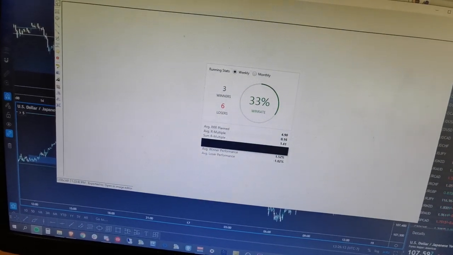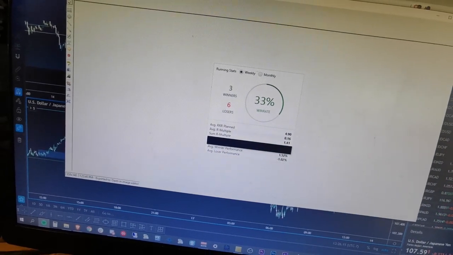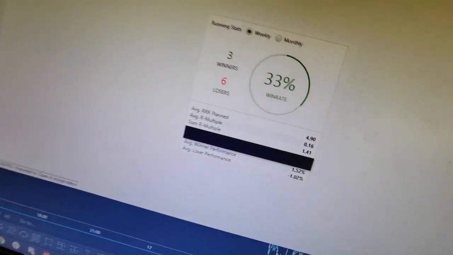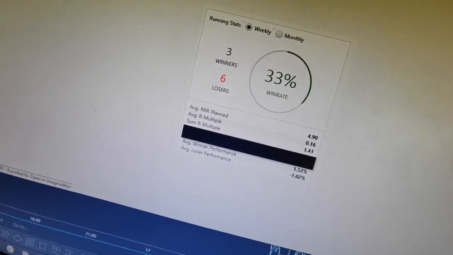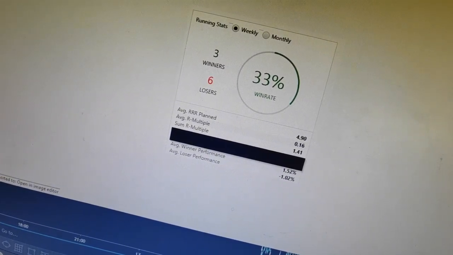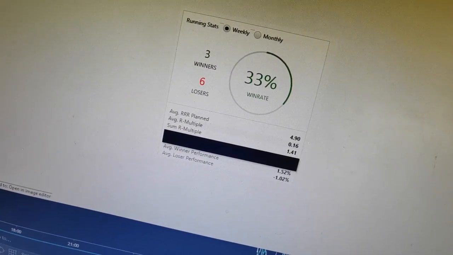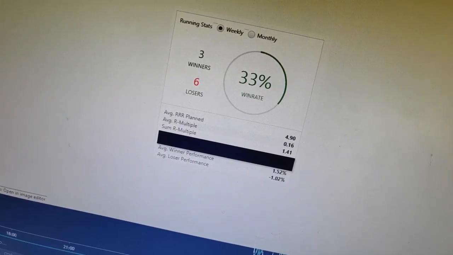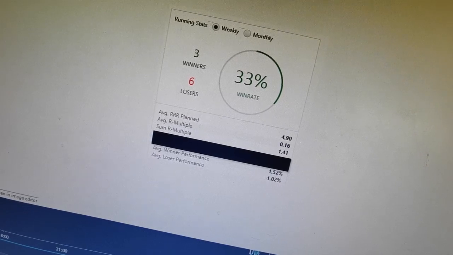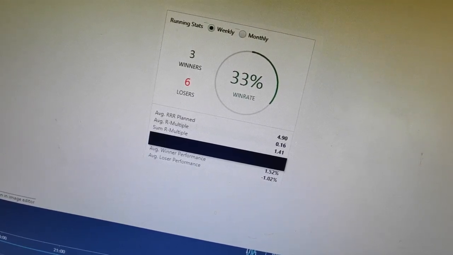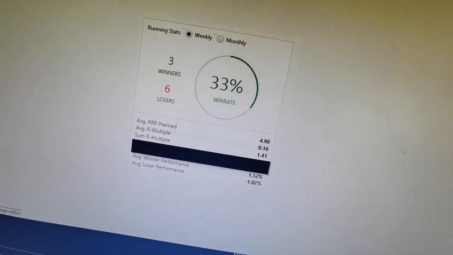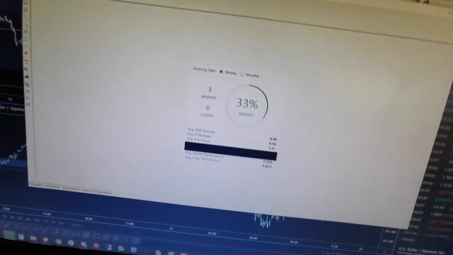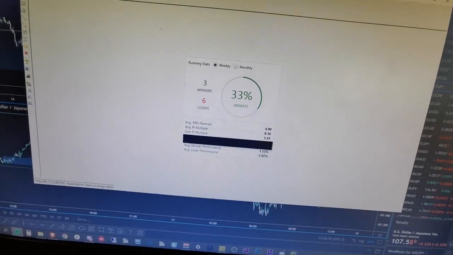You can see we basically only took 3 winners early in the week, 6 losers. But you can see win rate really doesn't matter, does it? When you can see, you know, the average R planned was like 4.9 or whatever, but the actual sum I was able to get was 1.4 R, and you can see that the winners are bigger than the losers. On average, quite a bit bigger actually. So we did actually make a little bit of profit this week, even though, you know, I was basically wrong most of the time. So it doesn't really matter.